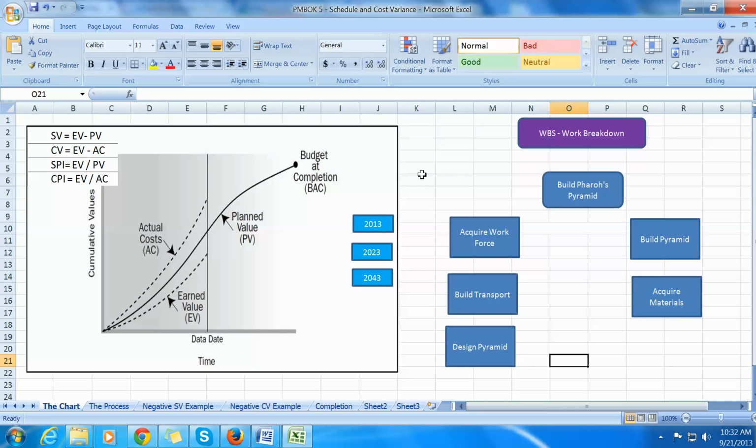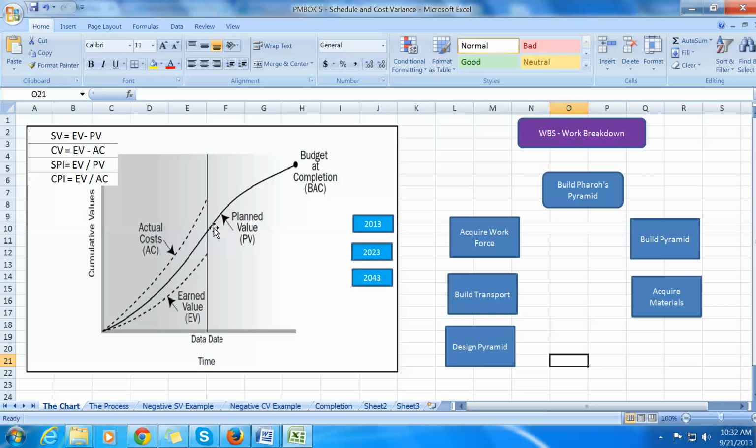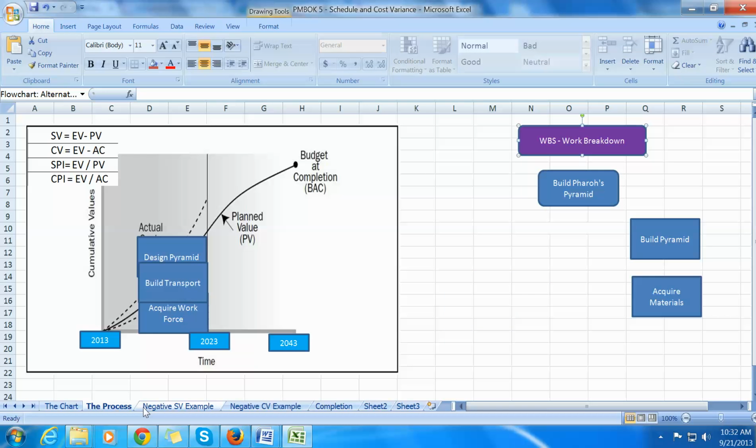This particular example has to do with building the Pharaoh's Pyramid, but you're going to build it as of 2013. So let's take a look at the process and understand this a bit better. In a perfect world, you have planned value, you have earned value, you have actual costs. The planning is what you expect everything to be. The earned value is what you've actually done as work units, and the actual cost is here.